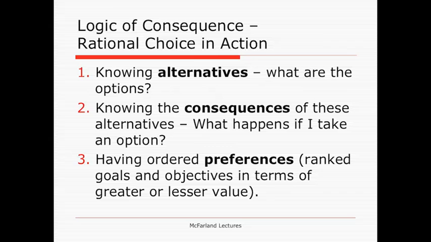For the rational actor approach, the first aspect is knowing your alternatives. Here a decision maker asks, what are the options available to me? Second, it's important to know the consequences of these alternatives. Here one asks, what happens if I take each option? Third, you have ordered preferences or ranked goals and objectives in terms of greater or lesser value. Here you weigh the value gained or lost by taking each option.